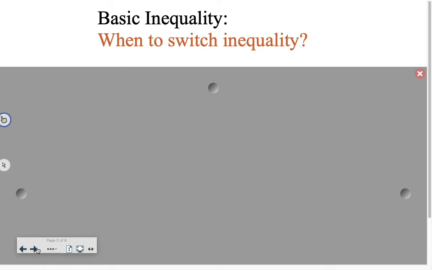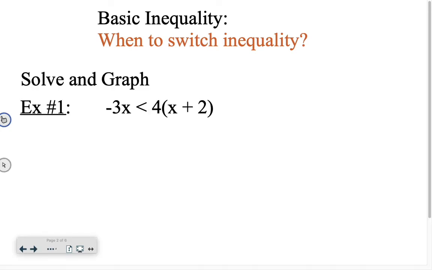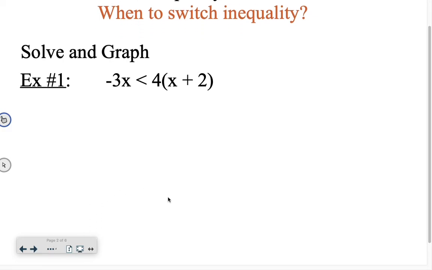Which one's bigger? Negative 3, because it's less negative. That's why I'm saying the rules are switching. Okay, so that's why when you multiply or divide by a negative, that's the reasoning behind it. The rules for negative versus rules for positive. All right, with that being said, here's your first basic inequality where we're going to execute this.